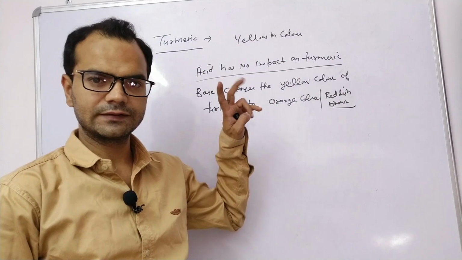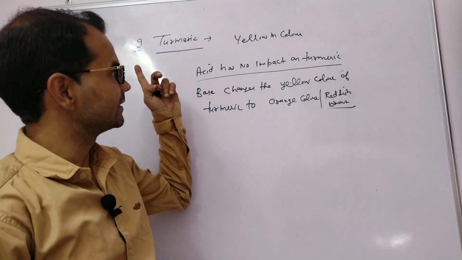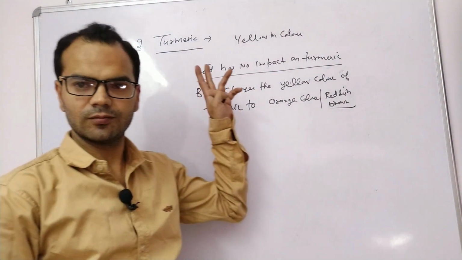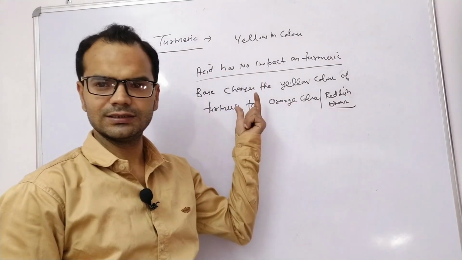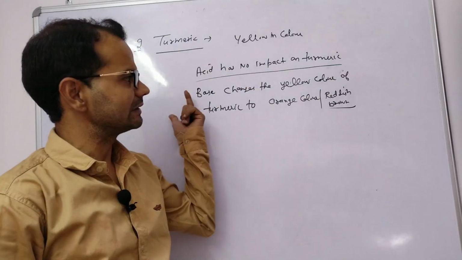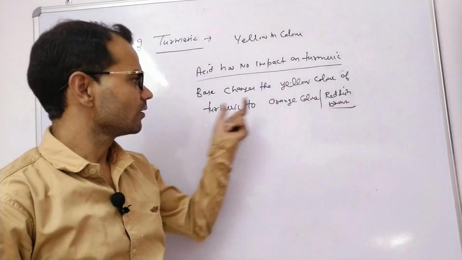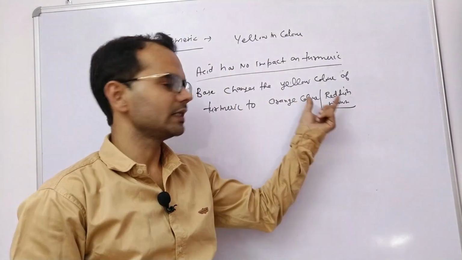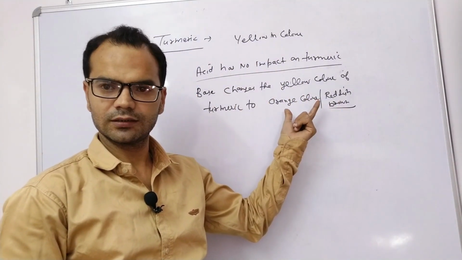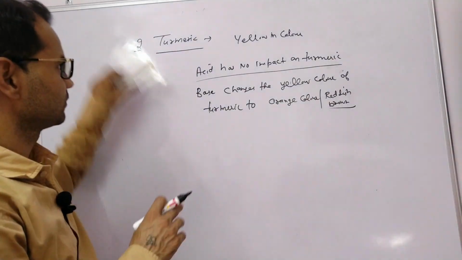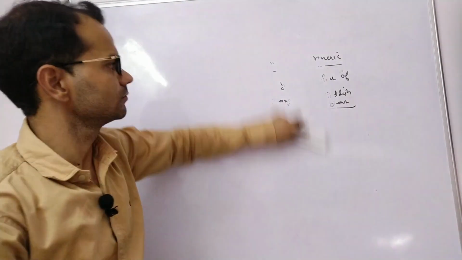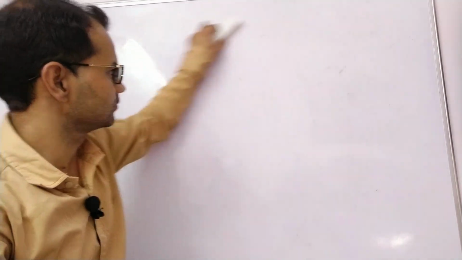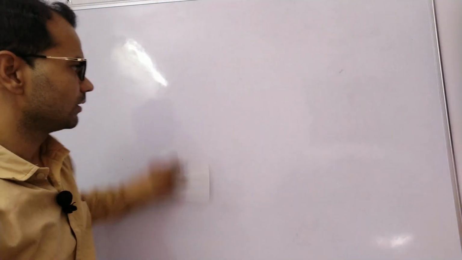So we have two so far. First was litmus paper or litmus solution. Second is turmeric. Clear? I think easy. Acid has no impact, but base changes the yellow color to orange color, or you can say reddish brown color. Clear? Now third is red cabbage.